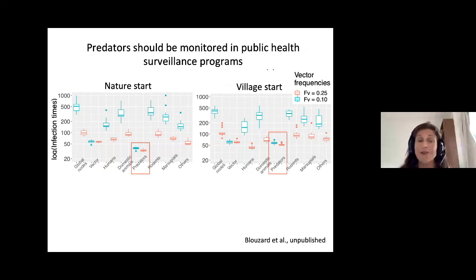Another interesting result is that predators are the group that get infected faster, even if the infection starts in the village. And this corroborates the notion that predators have an important function as bioindicators, and they could be monitored in public health surveillance programs, as, for example, sentinel species that give us early warnings about human infection risk.